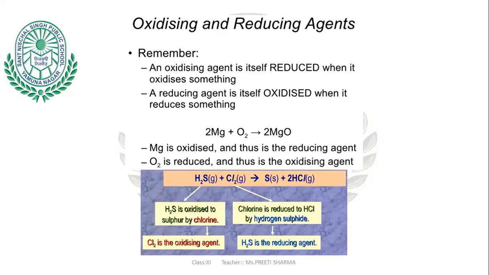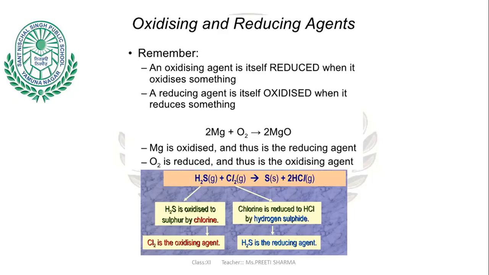Or we can see here the oxygen has charge 0 and in product side it is -2. So 0 to -2 means oxygen has gained 2 electrons. So gain of oxygen is known as reduction. It means O2 is reduced and thus behave as oxidizing agent.